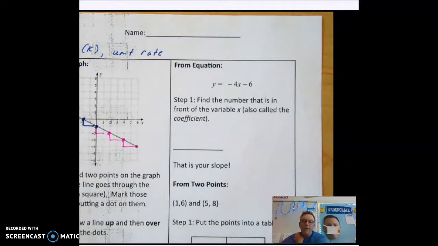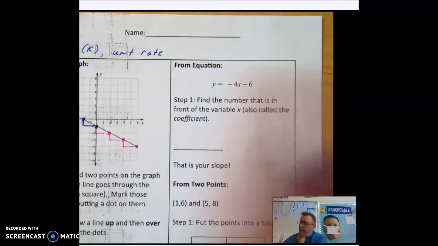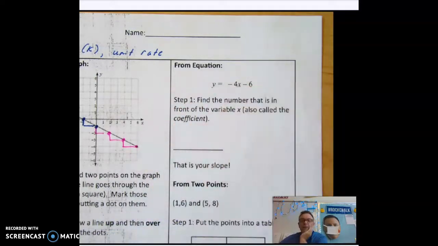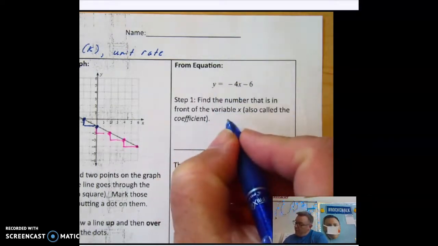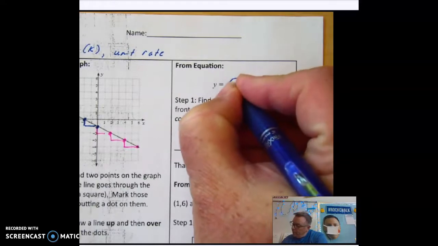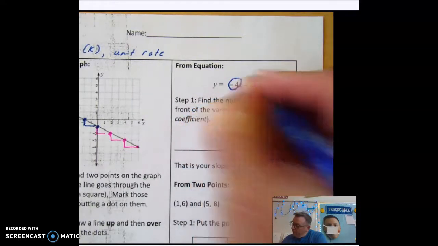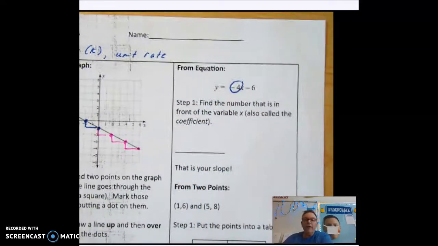And in my equation, it's actually really easy to find slope in an equation like this. This is called slope-intercept equation. You and I are going to get really familiar with it when we start working on linear equations. So find the number in front of the variable. You and I both know that's a coefficient. Really careful, it's the one that's got to be in front of x. Always the number in front of x.